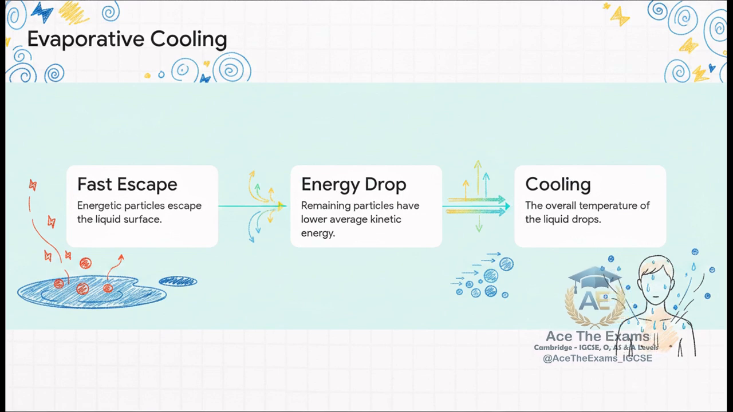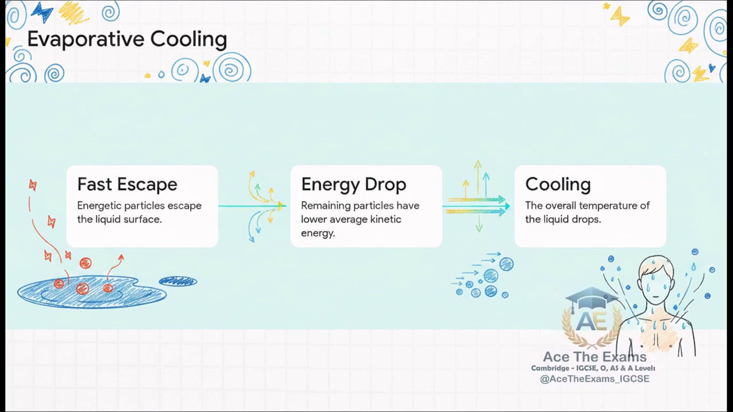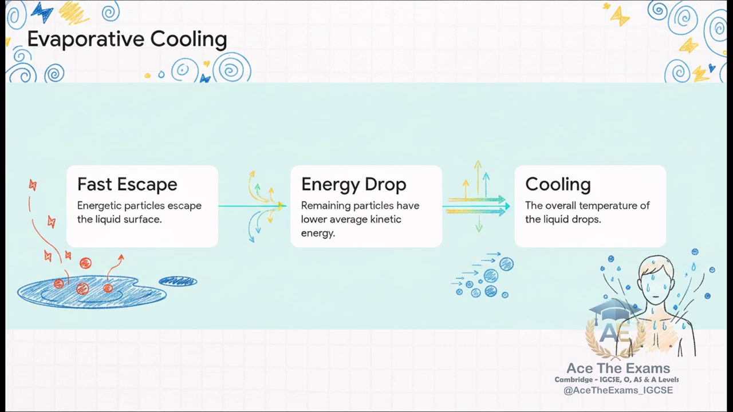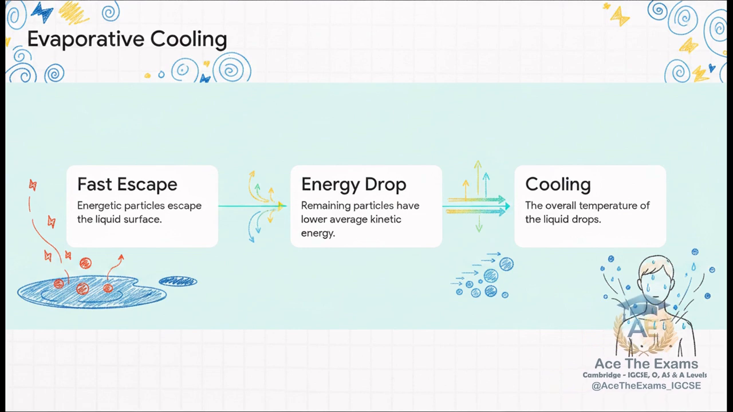Because the highest energy particles have literally left the building, the average kinetic energy of the particles left behind is now lower. And as we know, lower kinetic energy means a lower temperature. This exact microscopic physics is how the human body cools itself down. When you sweat, the most energetic particles of water evaporate right off your skin, taking that thermal energy away with them, and leaving you feeling cooler.